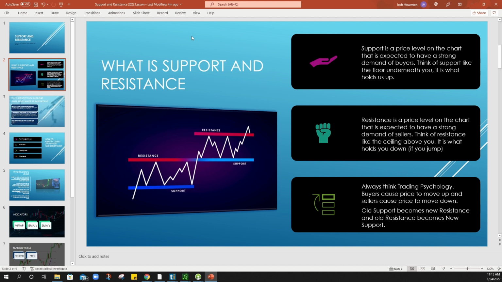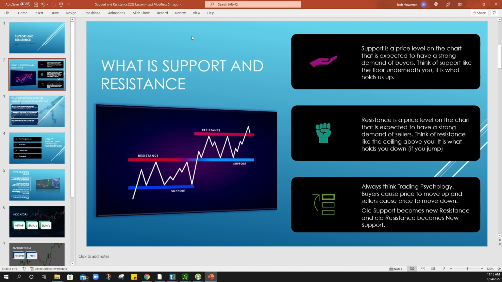Resistance is not another magical line on the chart that just holds the stock down. It's because there's a strong demand of sellers at a certain price. And sellers cause the stock's price to move down. So always, when we talk about trading, try and go back to the psychology aspect. Trading psychology is really going to allow things to make sense overall.